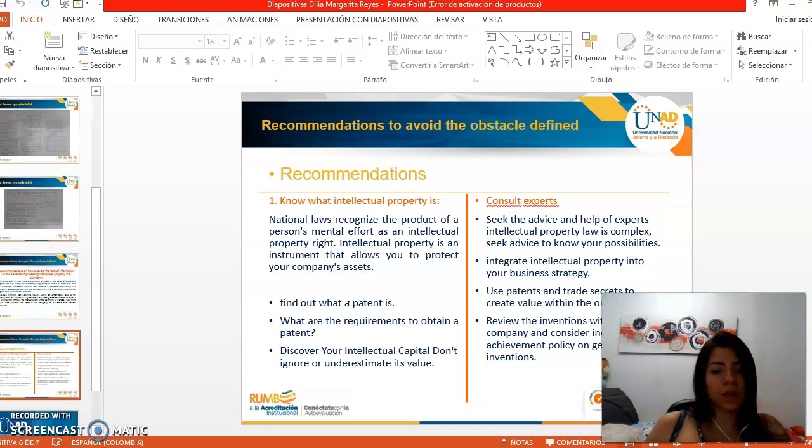Consult experts. Intellectual property is a complex set of advice on profitability. Integrate intellectual property into your business strategy. Use patents and trade secrets to create value within your organization. Review the version we know of your company and consider including an achievement called on general investigation.